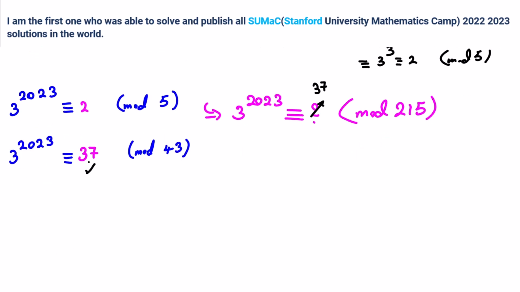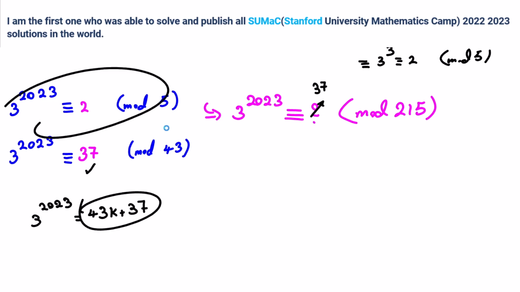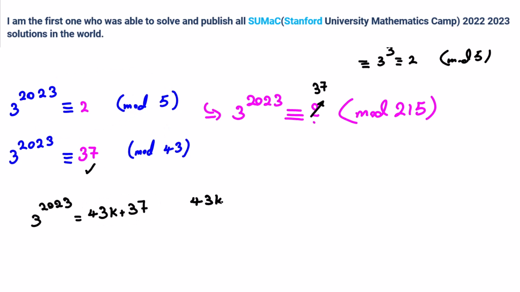For example, maybe we were not so lucky to reach 31 in the first step. You consider a larger number, you say, okay, 3 to the 2023 is 43k plus 37, right? Yeah. And you replace it here. You say, okay, 43k plus 37, it is 3 to the 2023. It's 2 mod 5, right? Yeah. Okay, then we can calculate mod 5.